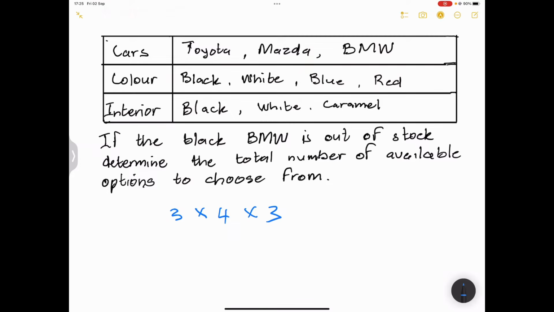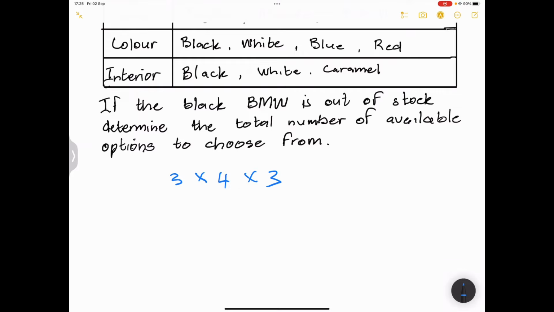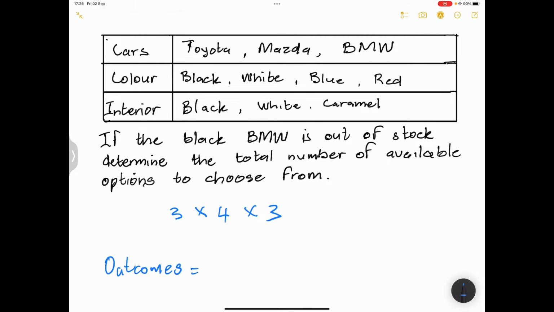But we can't do that in this case, right? Why? Because remember, BMW in black is out of stock. Now, what would be the total number of outcomes? So in this case, let's first talk about the other two brands where we are not limited in terms of the color.